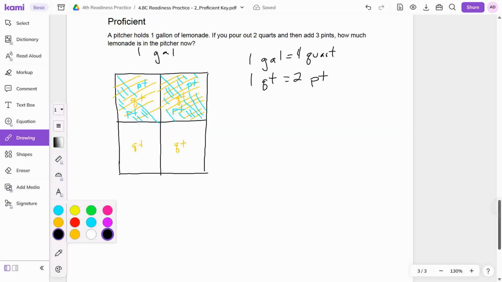So there's a few different ways we can show that, right? We can say the pitcher has, and let me just show you a few different ways to answer it. 1 pint short of a gallon. That's actually an interesting way and a correct way to represent this.